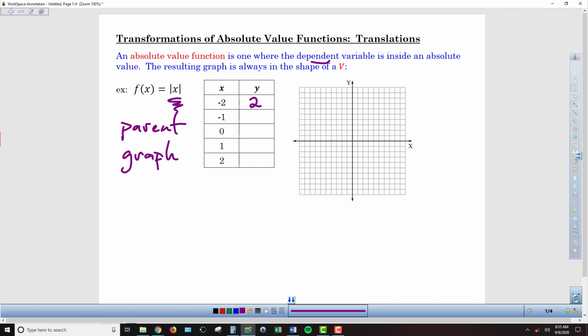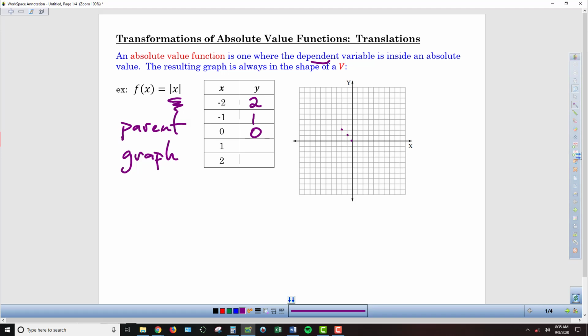So I can go to -2, up 2, and make a dot. If I plug in -1 for x, the absolute value of -1 is going to turn it into a positive, so I'm going to get +1. Same thing, left 1, up 1. If I plug in 0, the absolute value of 0 is 0. Pretty simple there. So now we're at the origin.